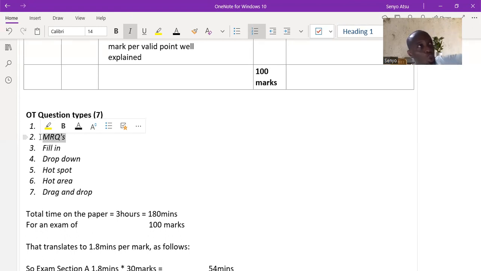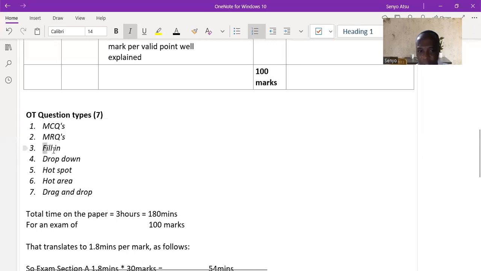Statements 1, 2, 3, 4, 5, 6, 7, 8. Select 4 of them that are true about activity-based budgeting. Don't select anything less than 4 or more than 4. Select 4. It's called multiple response.